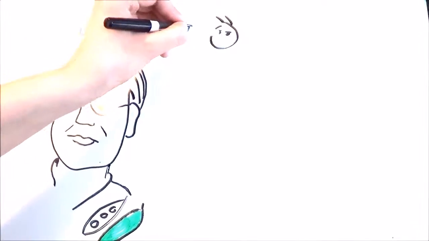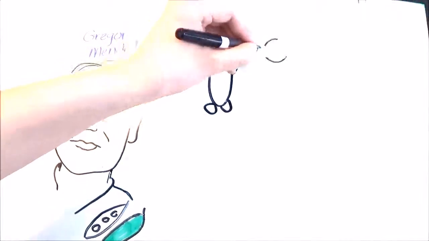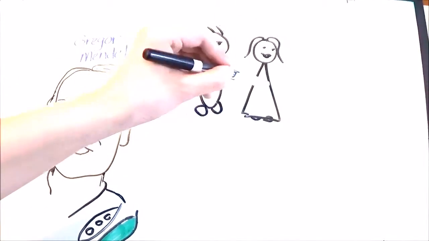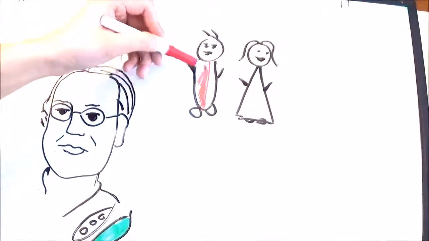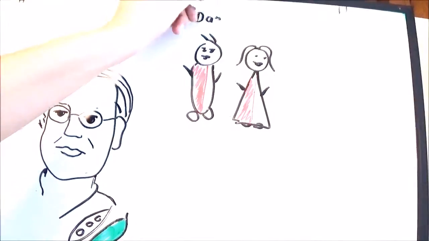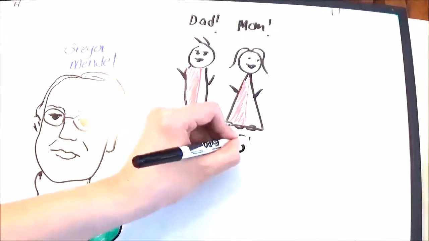Gregor Mendel crossed homozygous and heterozygous pea plants and showed how the phenotypic ratios of offspring depend on the genotypes of the parent pea plants. Like peas, the genetic makeup of offspring is dependent on the genetic makeup of the parents.